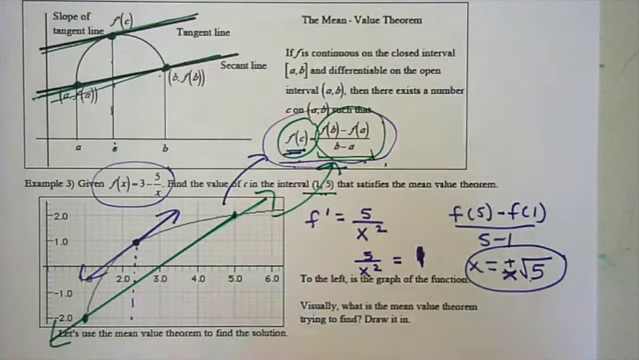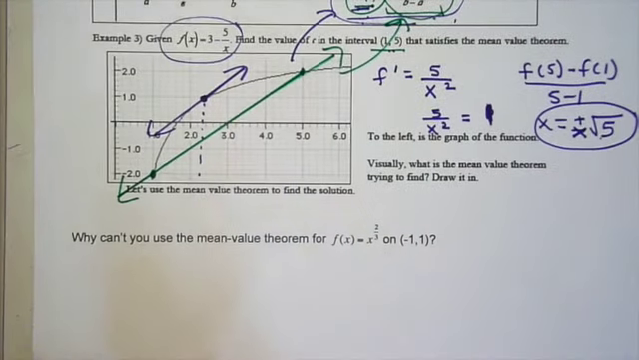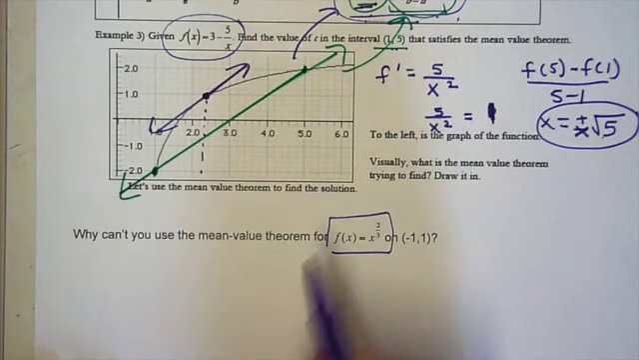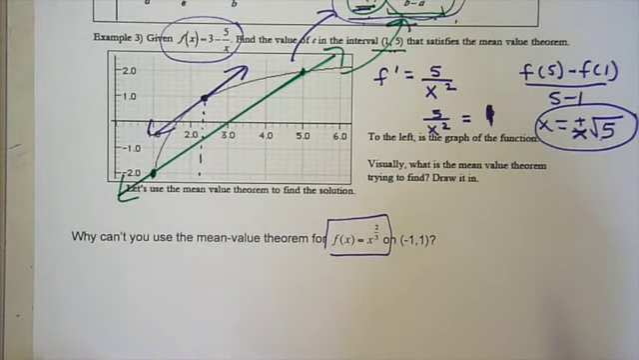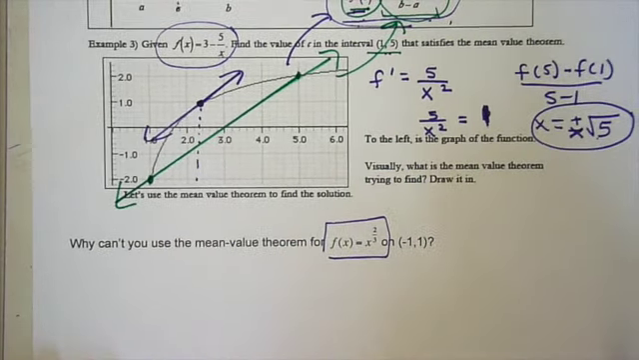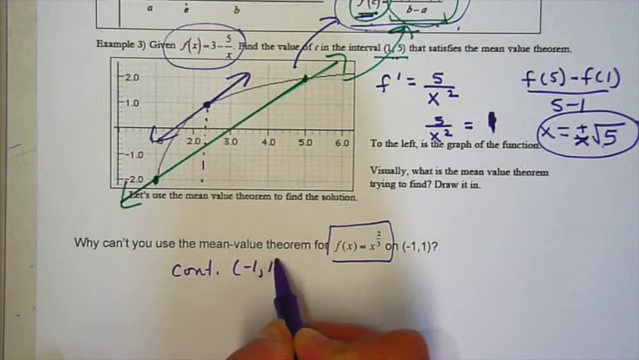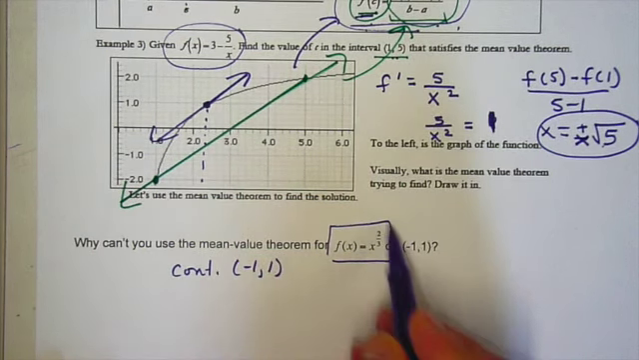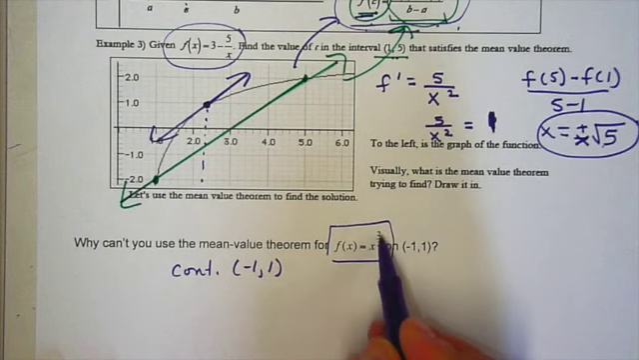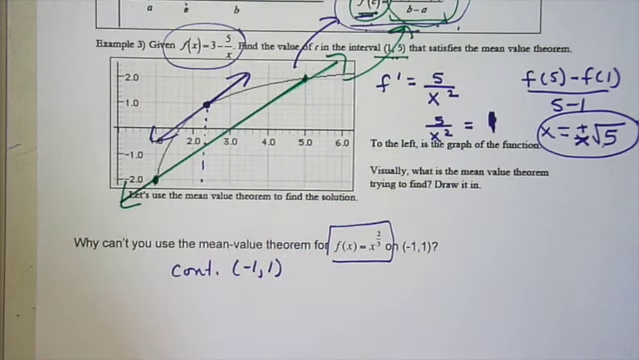Okay? Let's look at this next function here. So before you start using the mean value theorem, you want to check that the conditions are true. So first of all, is it continuous on that interval? Yes, I can plug in any number between negative 1 to 1. I can square it, I can take the cube root of it, so it's continuous.